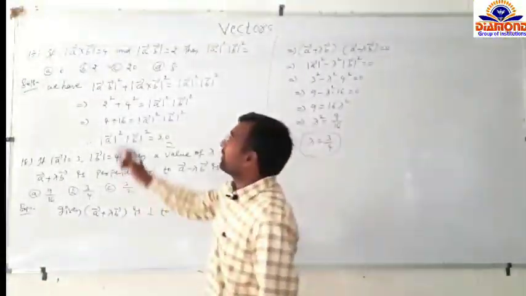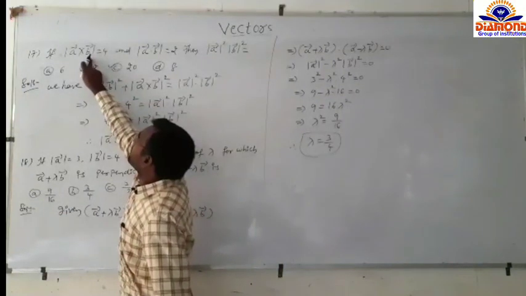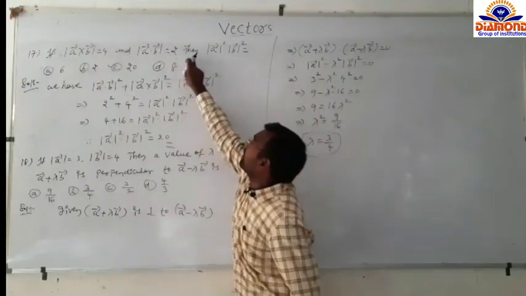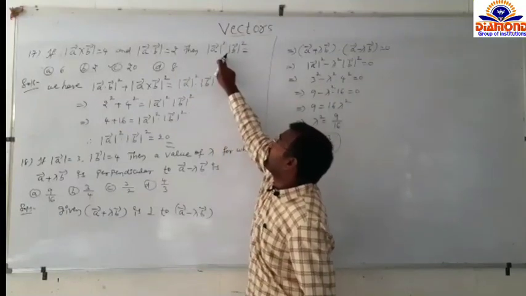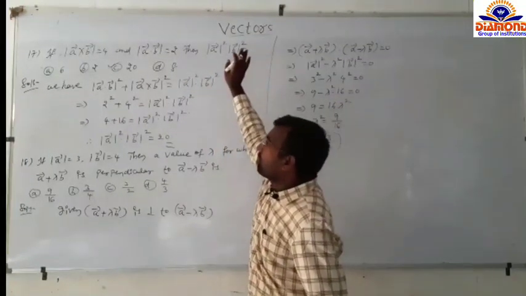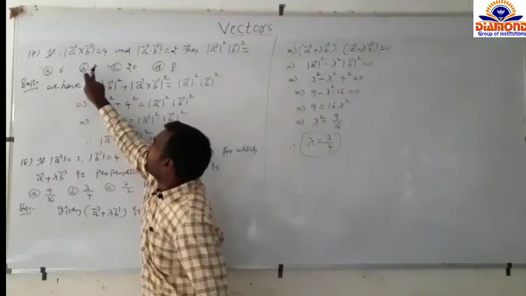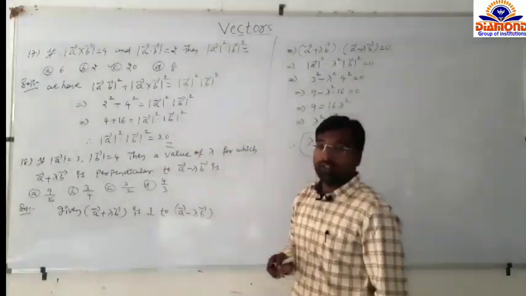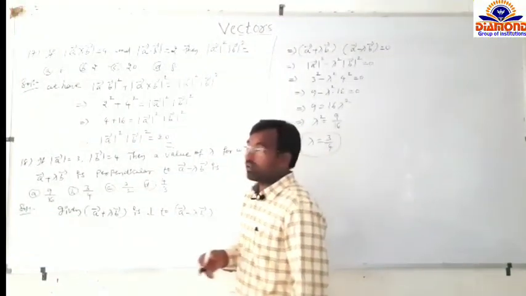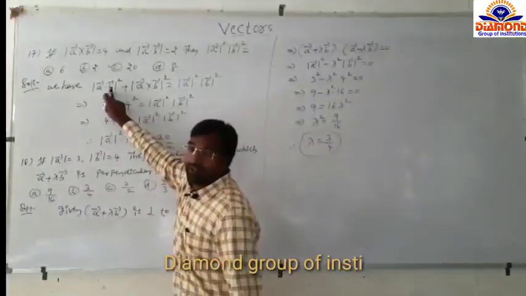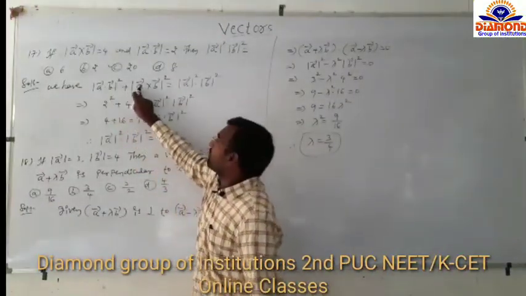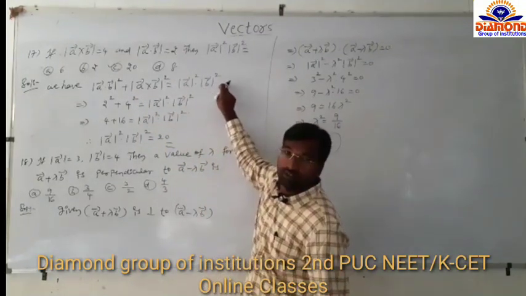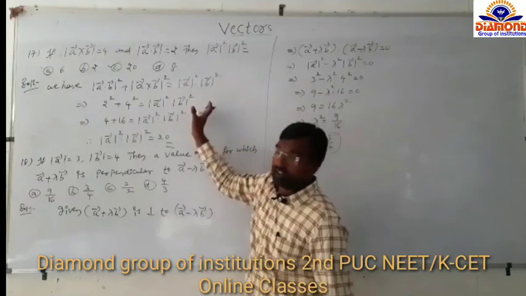Next question: if modulus of A cross B equal to 4 and modulus of A dot B equal to 2, then find out mod A square into mod B square. Options given: first option 6, second option 2, third option 20, fourth option 8. So we have the relation between dot product and cross product: modulus of A dot B whole square plus modulus of A cross B whole square equal to mod A square into mod B square. This is the relation between dot product and cross product.